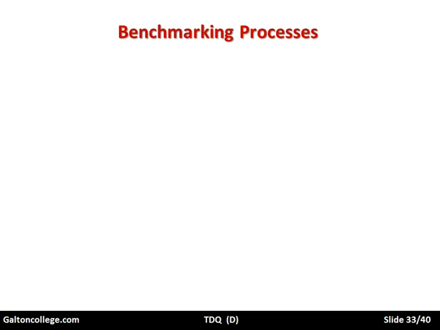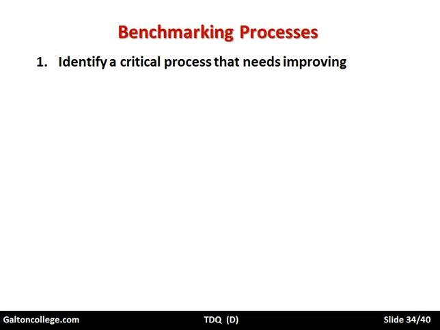Let's look at benchmarking. Identify a critical process that needs improving. So the benchmarking process is to set out comparisons for processes. The management should know what the process is capable of, how many units can be produced in a day or in an hour, and assuming that the quality is perfect, how many will be produced. And if it's not, look at these critical processes, these very important processes, and see what needs to be done.